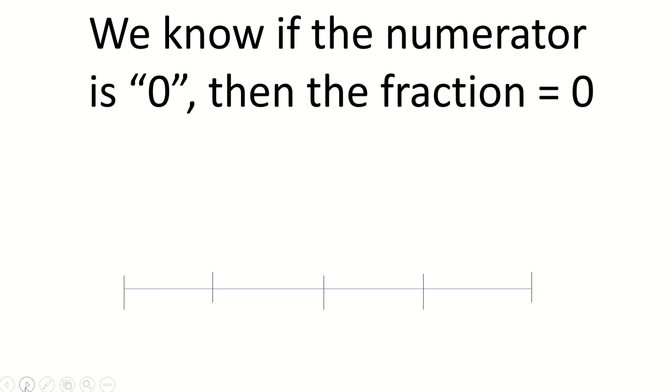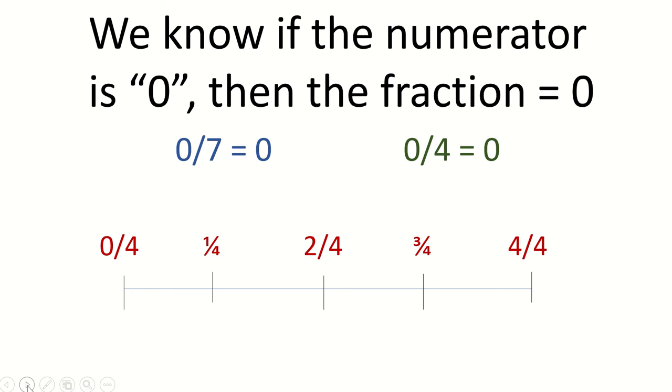We know that if the numerator is 0, then the fraction is going to be equal to 0. For example, 0/7 is equal to 0 because we're using 0 out of the 7 parts. 0/4 is equal to 0 because we're using 0 out of the 4 parts. If we were to put that on a number line, you would see 0/4 is at the beginning of the number line. It's at 0. 2/4 is at the halfway mark, and 4/4 is at the whole.